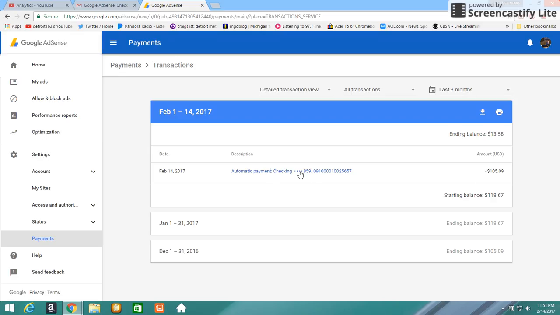And so they sent me a check for $105.09. So I guess my other balance goes on to the following month or something like that. I don't really know how this works. Well, I guess we got $13 left. And then I guess that holds over for next month. I guess you gotta get $100 each month to get money. I don't really know much about it.